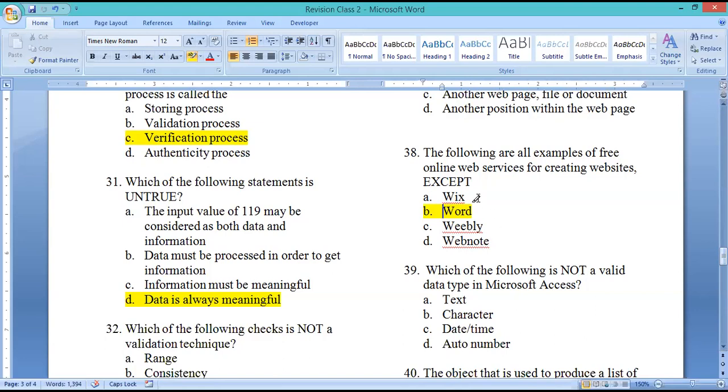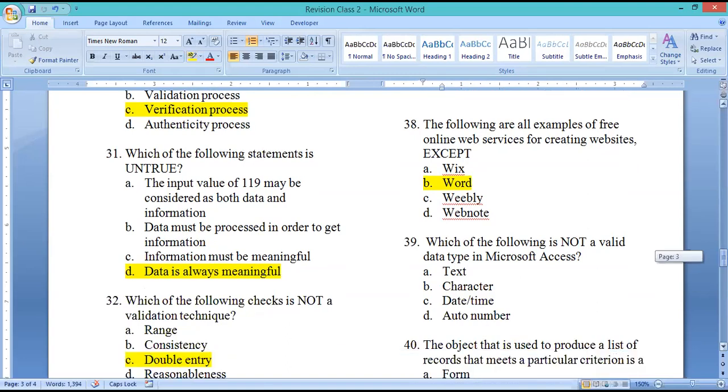So even if you don't know the other ones, you should know that it must be Word because it says free online web service. Yes, we can use Microsoft Word to create websites, because that's what we used in class because we don't have good internet. So we didn't use Wix, we didn't use Weebly, we didn't use WebNode, and there are a lot of others that we could have used online. But because the internet service was so poor at school, we decided to just use Microsoft Word. So yes, it can be used to create websites, but it's not an online source.